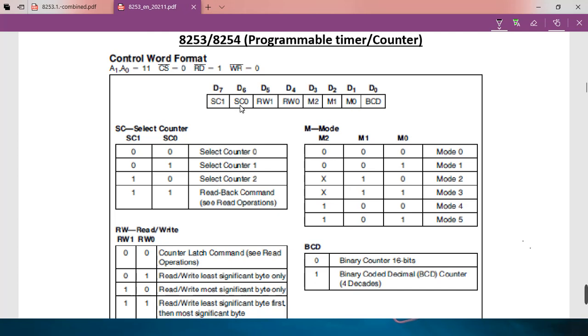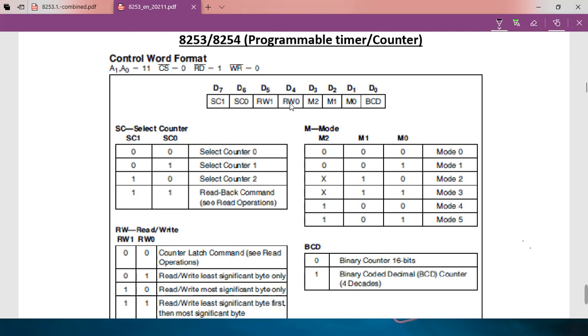SC1, SC0 are a bit combination by which we can select. When it is 00, we can select counter 0. When it is 01, we can select counter 1. When it is 10, we can select counter 2. And when it is 11, it's a read back command. Read back command means whenever we want to read the command register, we can also read the command register. So for this we have to make both bits 1 1.